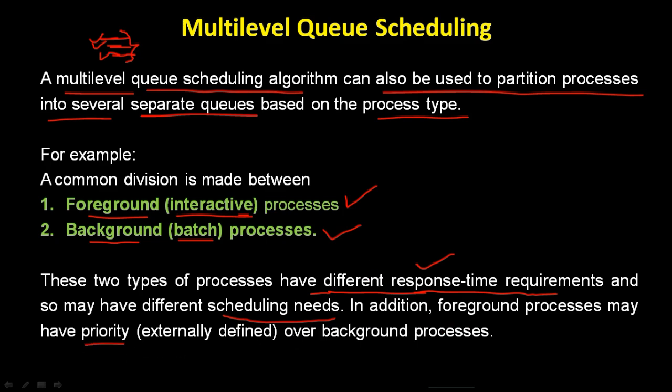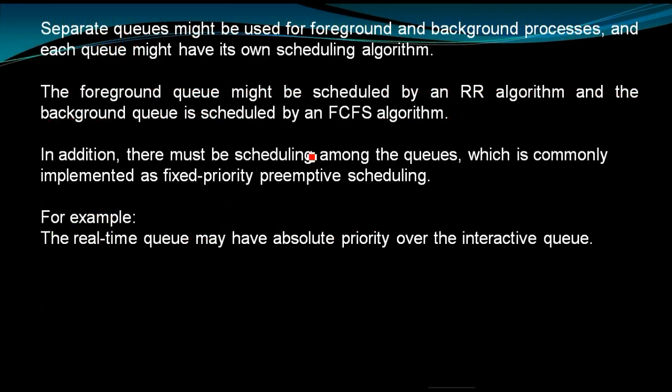So the requirements of these processes are different. Foreground processes may have higher priority over background processes, because they are in interactive mode and hence require more CPU attention. Means the interactive processes are high priority processes over the background processes, and background processes have lower priority than the foreground processes.